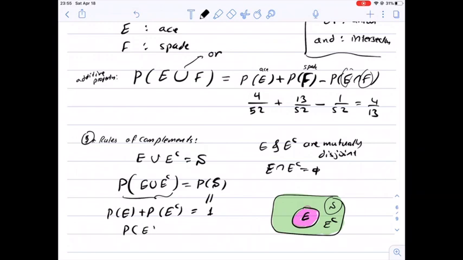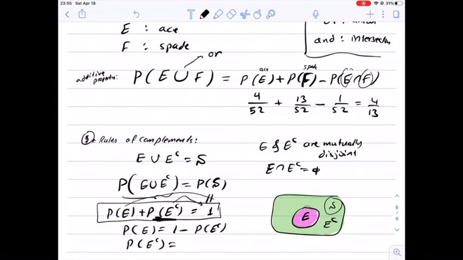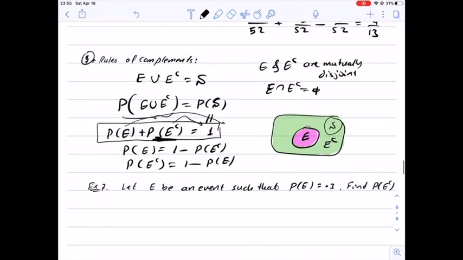Now if we are interested in finding probability of E, this is 1 minus probability of E complement, because you can bring this to the right hand side, it becomes negative. So this is a basic formula. Now if we want to find probability of E complement, we can bring this to the other side, it becomes 1 minus probability of E. Those are called rules of complement.